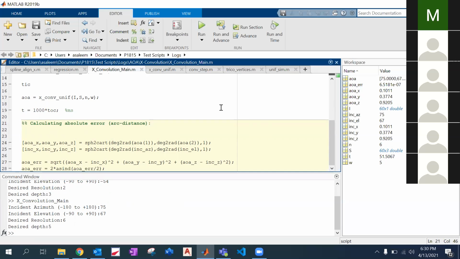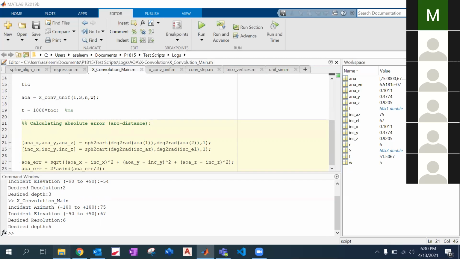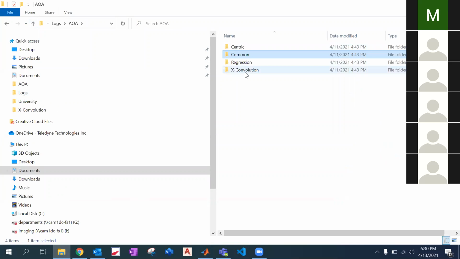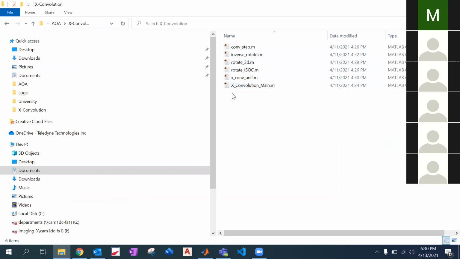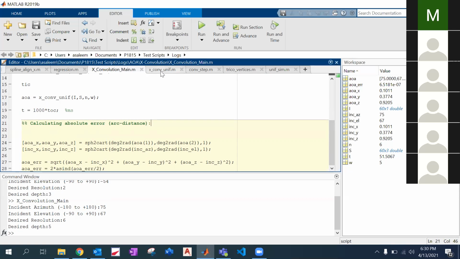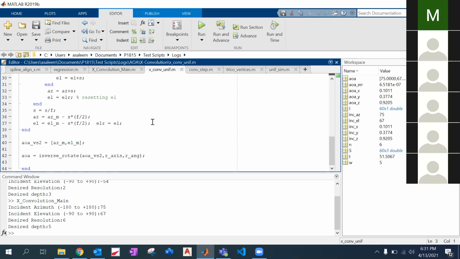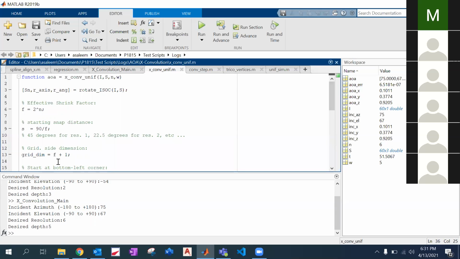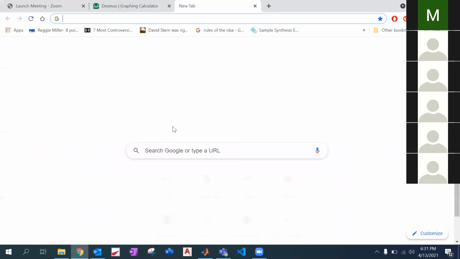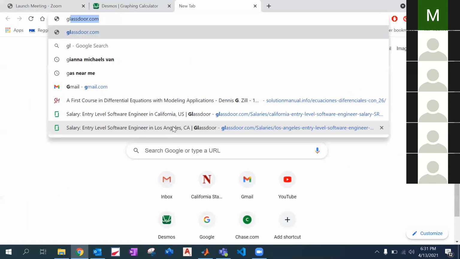Now the other two are a lot more simple. I tackled the hard one first. So the other two. This is X convolution. Oh, there are two other things that I didn't explain to you guys. If I go back to here, there are two things happening that you probably didn't notice. There's rotate isoc, right? And there's inverse rotate. Got it? Now, the reason why I did this, for example, let's look at this. Globe.